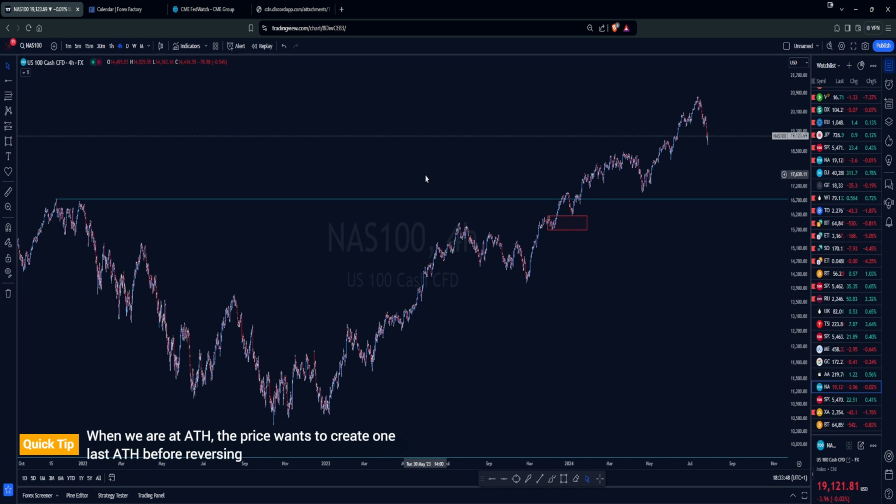I always assume that when you are trading at all-time highs, price wants to create one last all-time high, in this case an extra fake out before actually moving to the downside. So that definitely is one of the first differences that we have in here.